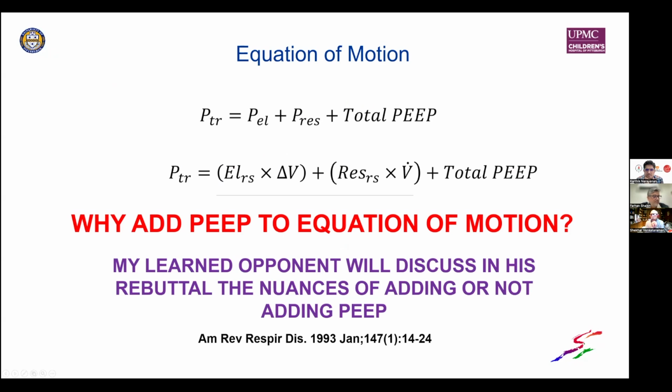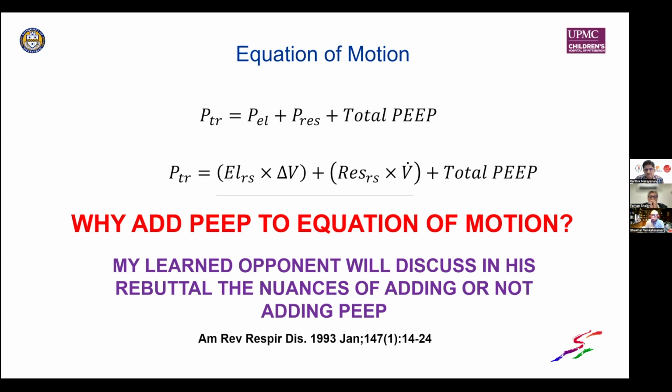So, like Farhan showed, it starts with the equation of motion, and the equation of motion as written in this slide is respiratory pressure is equal to the pressure that is required to overcome elastic forces plus the pressure required to overcome resistive forces plus total PEEP. That will include the set PEEP as well as auto PEEP.